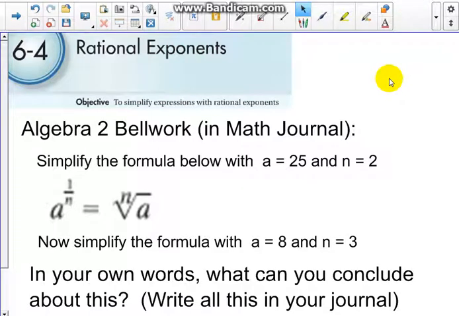Hi, this is Mrs. Downey with Algebra 2, and today we are covering Chapter 6, Section 4, Rational Exponents. The objective today is to simplify expressions with rational exponents.